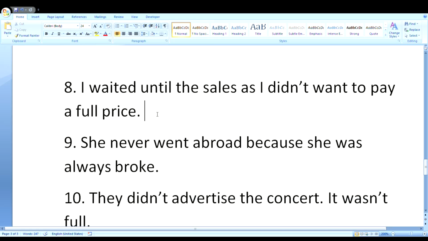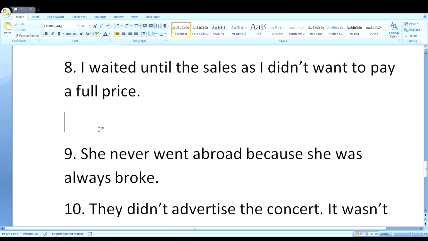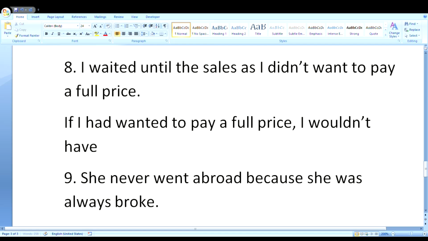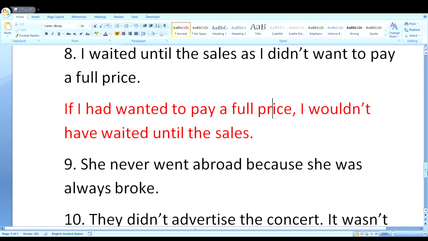I waited until the sales as I didn't want to pay the full price. However, what would have happened if I had wanted to pay the full price? If I had wanted to pay the full price, I wouldn't have waited until the sales. However, I didn't want to pay the full price, so I waited until the sales, guys.